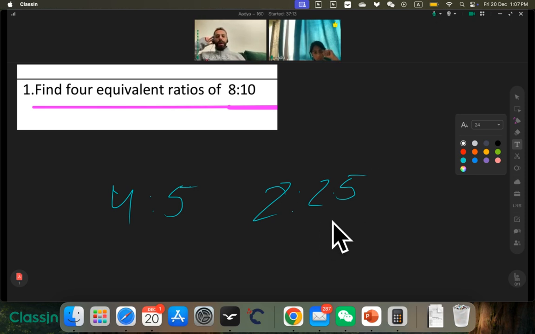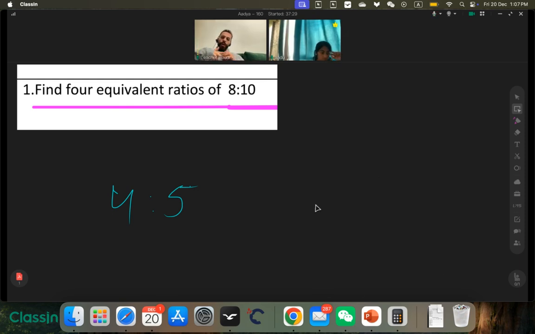Adya, a ratio cannot be a decimal. You cannot have a decimal in a ratio. So this one is not correct. Why did you choose a smaller number? A smaller number here doesn't work because you cannot have a decimal. Can you write it down as a note? I cannot write decimals in a ratio.